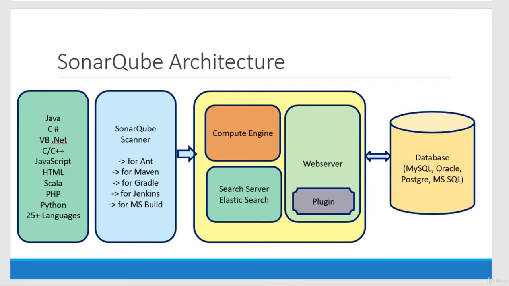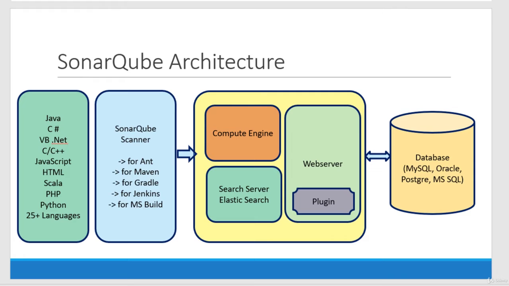Sonar supports more than 25 languages, and it has a standalone scanner that goes over the code, analyzes it, gets the report, and sends the report to the server. It can be integrated with other build tools like Ant, Maven, Gradle, Jenkins, and MS Build, and generate the report and submit it to the server. The server is the heart of SonarQube, where it has three subcomponents: compute engine, search server, and a web server. The web server can be customized by adding a number of plugins. We will see in detail about each and every component further down the line.